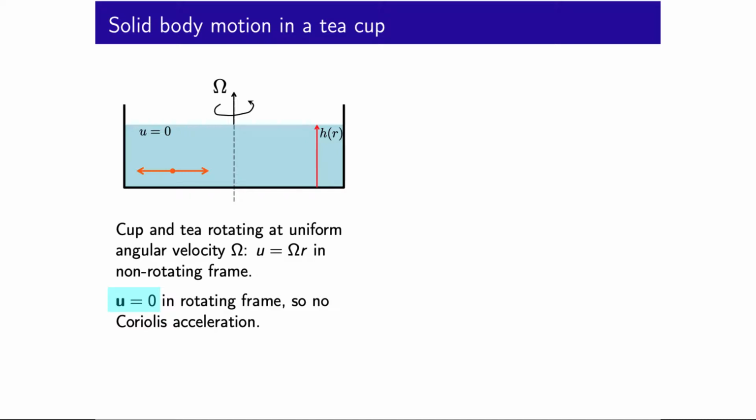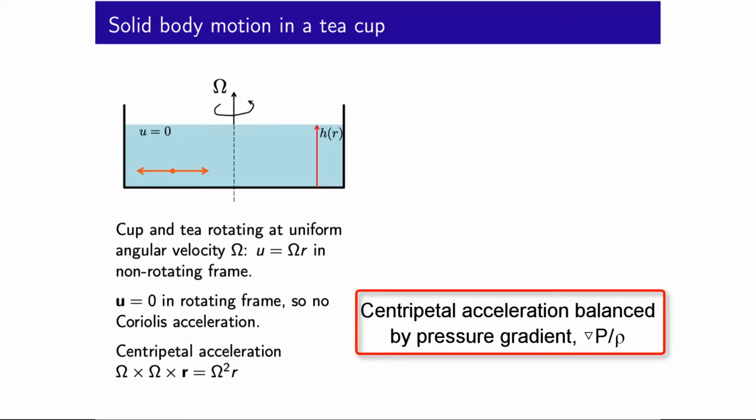Being at rest means there is a balance of forces within the tea. Having u equal to 0 means there is 0 Coriolis acceleration, however there are centripetal accelerations. The centripetal acceleration experienced by the tea, omega cross r, or omega squared times the radius, is necessarily balanced by the only other force available to the system, a pressure gradient, grad p on rho.